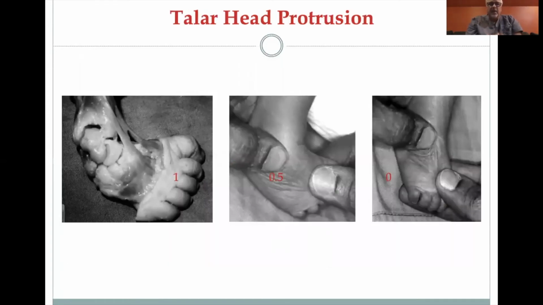Lateral talar head protrusion: you can almost see the lateral talar head sticking out of the side of the foot laterally. That's a 1. If you have to kind of feel for it, it's not as obvious visually. That's a 0.5. And a 0 is where you have a neutral position of the subtalar joint. The talar head is more within the ankle mortise, like it's supposed to be.